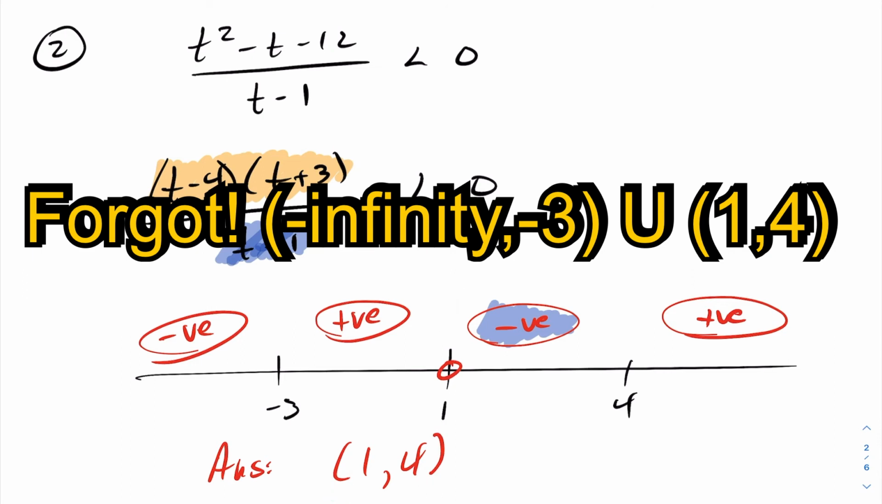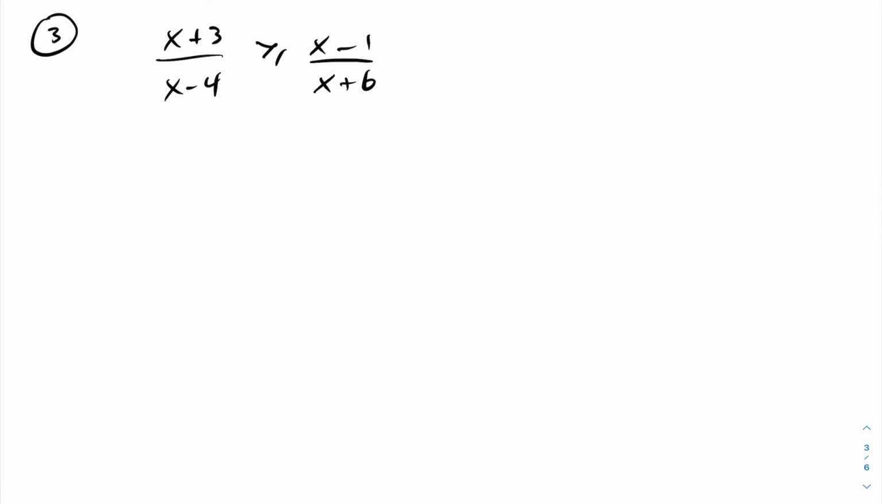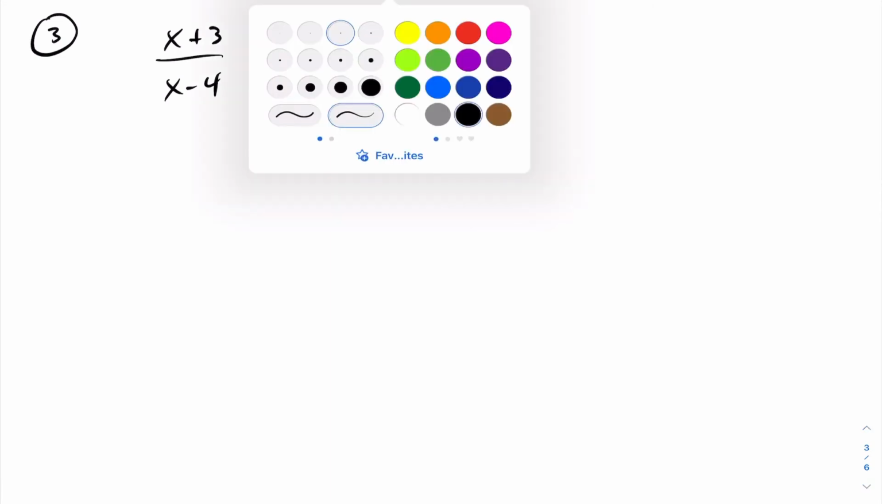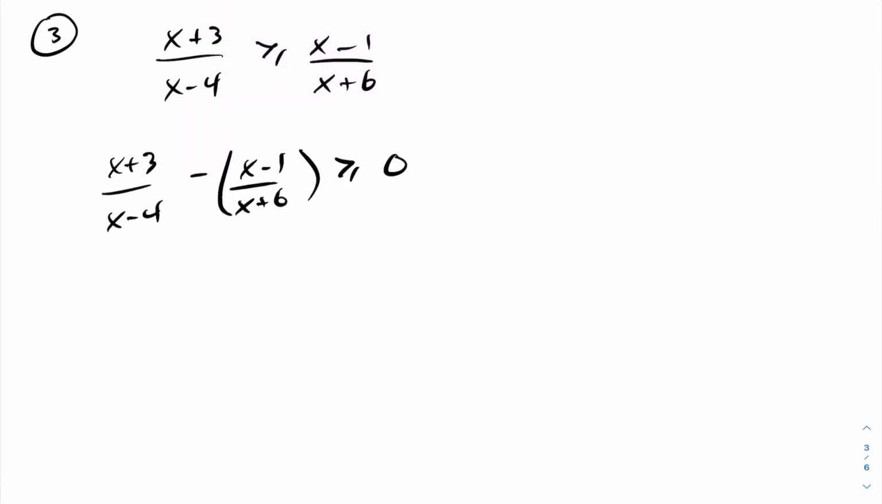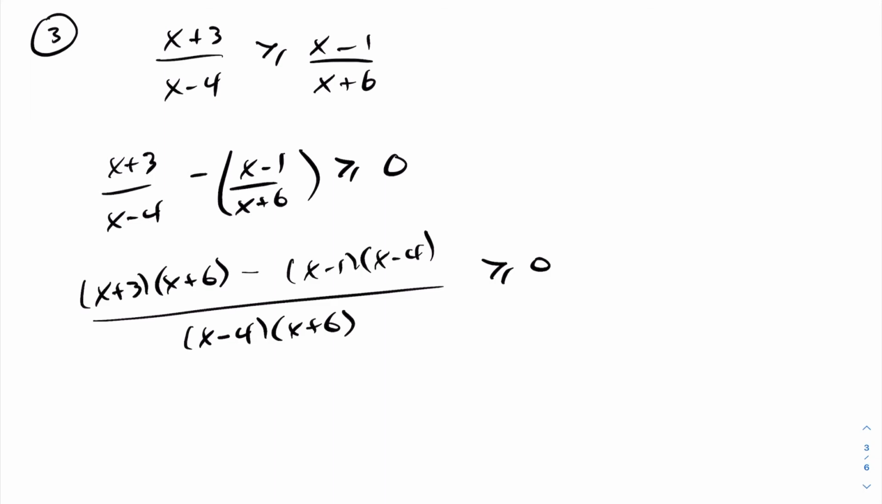Let's take a look at another example. In the next example, same idea. We want to bring everything to one side. Let's do that first. Bringing everything to one side, we now have our 0 on the right-hand side. Let's go ahead and get a common denominator here. Doing so, we get this. Now that we've got a common denominator, I want to expand out the top and simplify, hoping to fully factor our polynomial. Let's go ahead and do that.